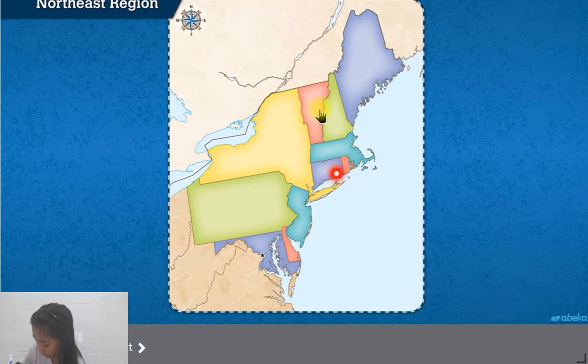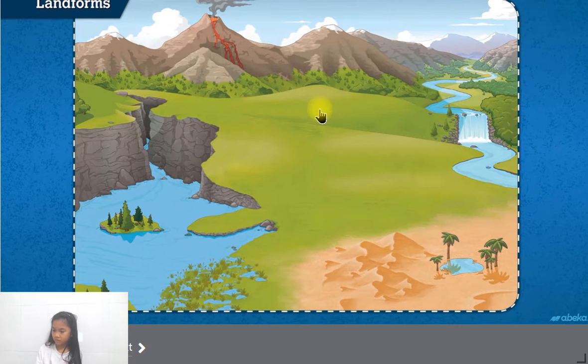This one is Connecticut. Which one is the tiny state beside it? Carson? Rhode Island. Rhode Island is correct. And what is the tiny state down here by Maryland? Starts with a D. Jimmy? Delaware. Delaware is correct.